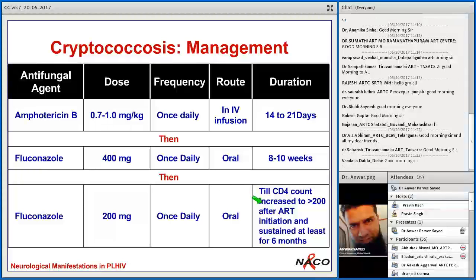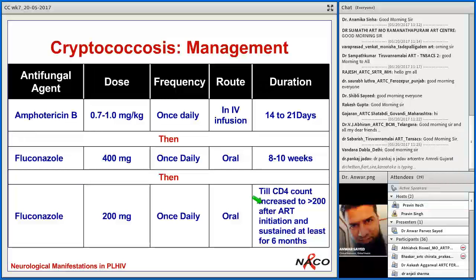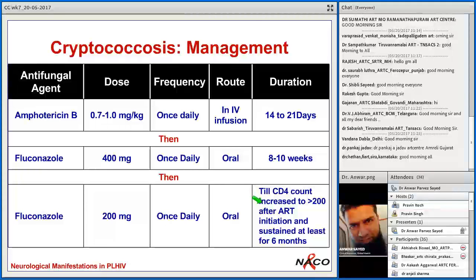This is also very important if you want to avoid relapses, because relapses are very common. Fluconazole 200 milligrams once a day orally till the CD4 count rises to more than 200, or 350 in our recent guidelines, after ART initiation, and it should be sustained for at least 6 months.